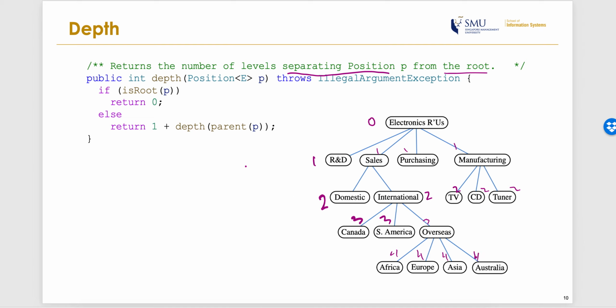Now, if we want to figure out what is going to be the depth of any one particular position P, which is a node here, that depth is going to be whatever the depth of the parent is, and we increment it by 1, right? For example, the depth of electronics RS is 0 because it's a root, and then for its children, their depth is going to be 1 plus whatever the depth of the parent, which is in this case electronics RS, which is 0. So 0 plus 1, and as we go down, we plus 1, plus 1, plus 1, right?